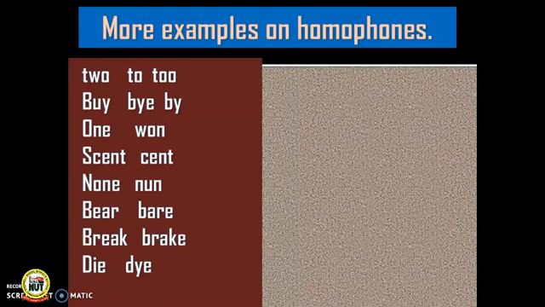And first we have two, like number 2, and to, like I am going to school, that's a preposition. And too, like she is too beautiful, that is an adverb. Now you are trying to add more information to the beautiful. She's not just beautiful, but she is too beautiful. She's extremely beautiful.